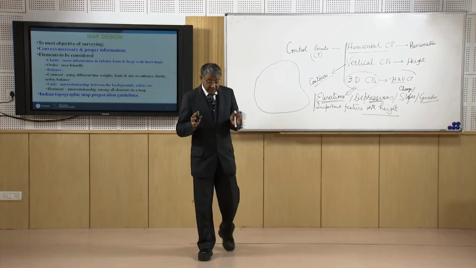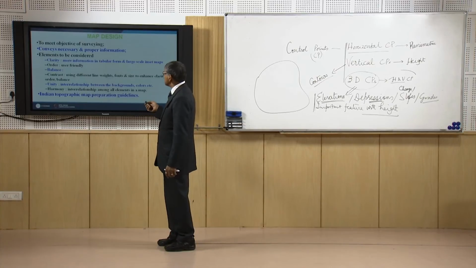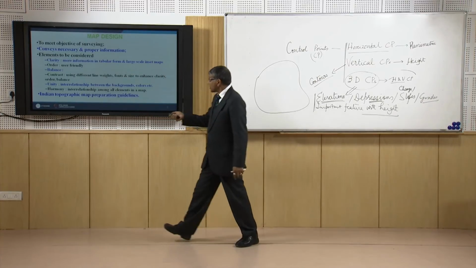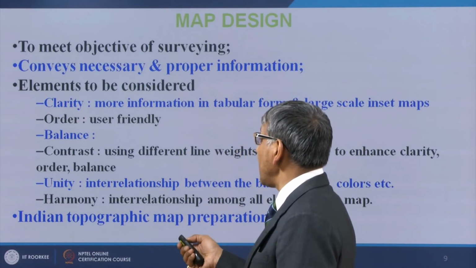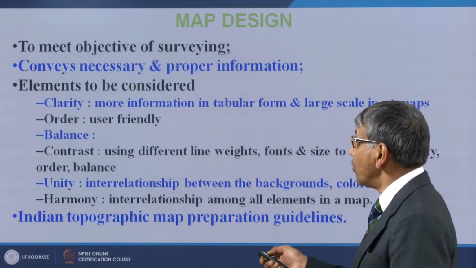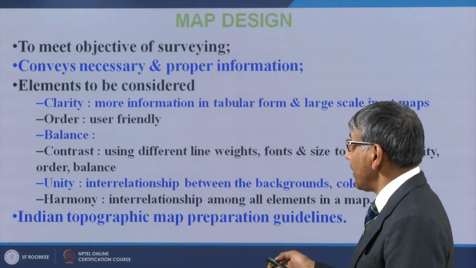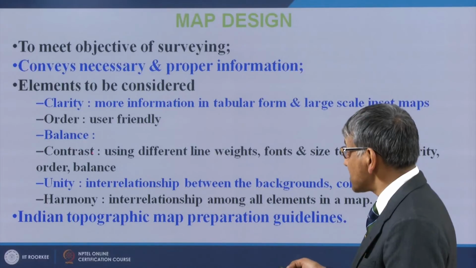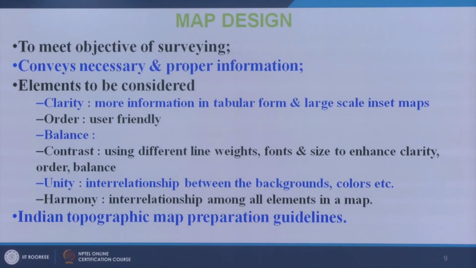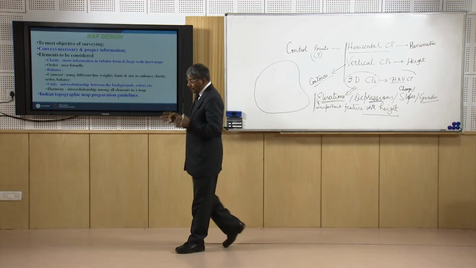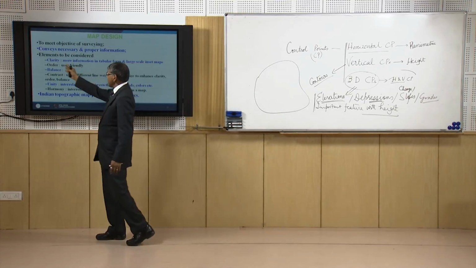So, to design we have to take into consideration these 2 points, and we can achieve this by taking these 6 criteria. The map should have very good clarity, it must be properly ordered, it must be balanced, and it must have contrast, unity and harmony. These are the 6 basic criteria which we should keep in mind when designing a map.